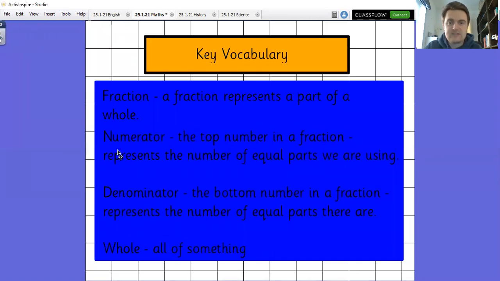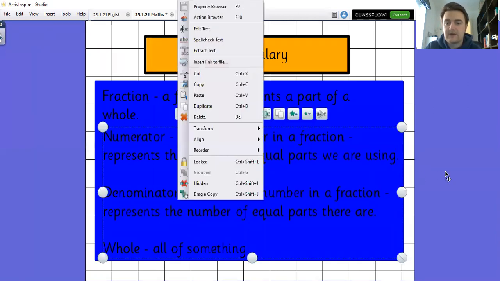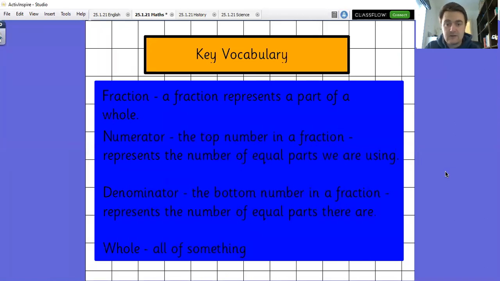A fraction represents a part of a whole. So if I had a whole chocolate bar, for example, and split it into parts, then I could say that I've split it into fractions. The numerator is the top number in a fraction, and that number represents the number of equal parts that we are using. The denominator is the bottom number in a fraction, and that represents the number of equal parts that there are, the number of equal parts that the whole has been split into. And that word equal will keep on coming up, because it's really, really important in fractions.